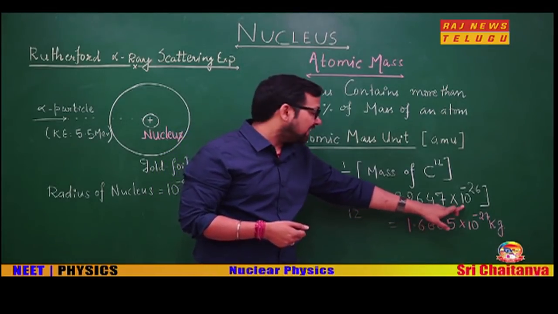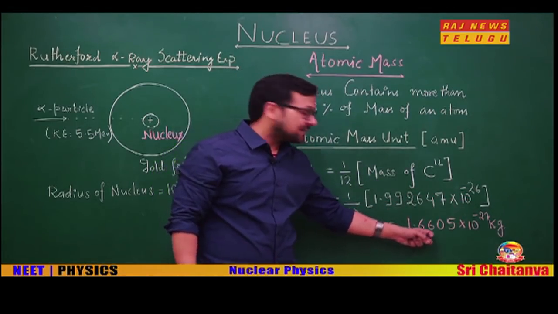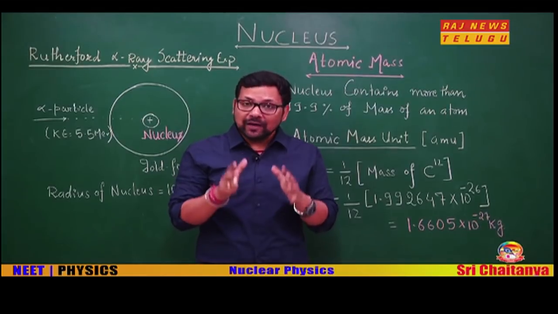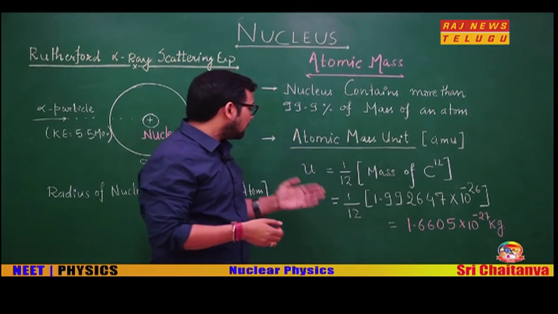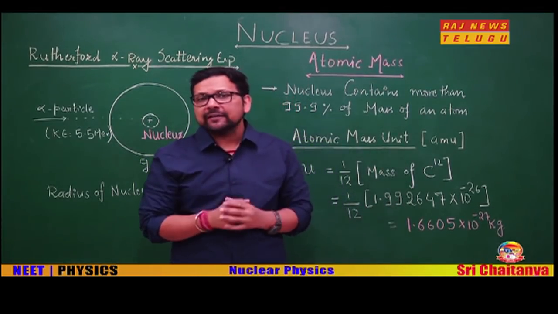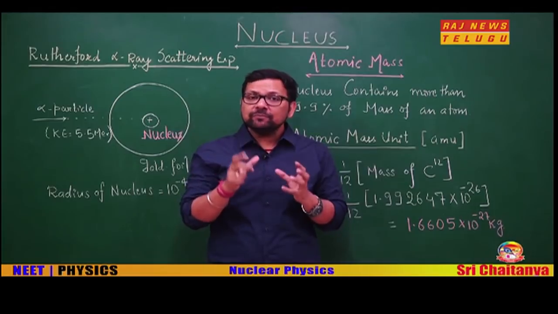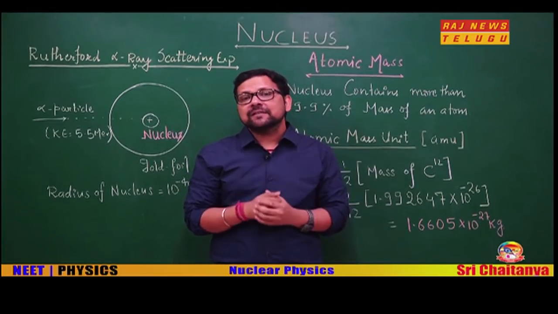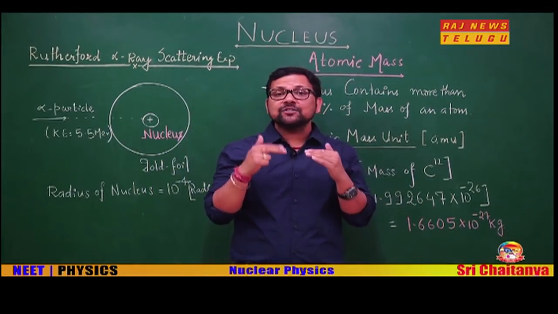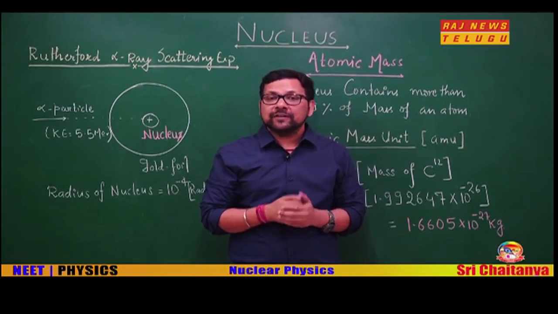1.992647 into 10 raised to power minus 26 upon 12 would be 1.6605 into 10 raised to power minus 27 kg. You have to memorize this data. This is the conversion of one atomic mass unit into kg. Moreover, atomic masses are accurately measured in a mass spectrometer, and from there we accurately measure the masses in atomic mass unit. Also, this mass is 10 raised to power minus 27 kg, which means compared to the kg, this is a very small mass.